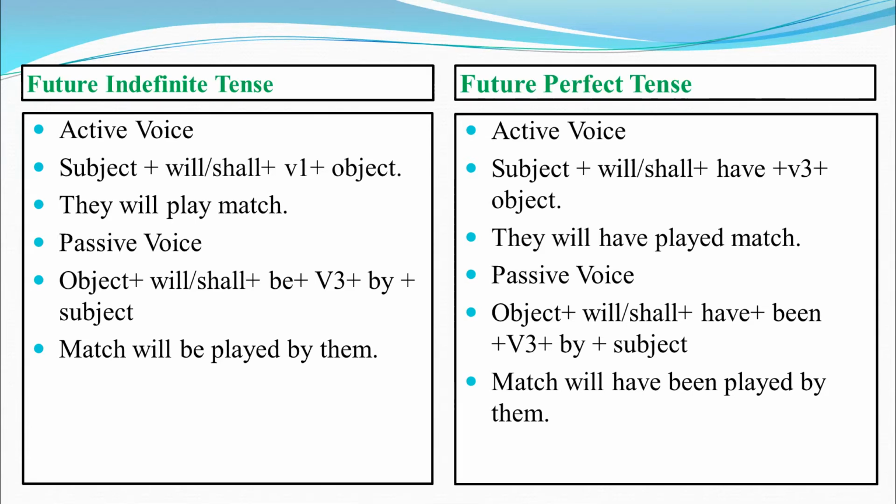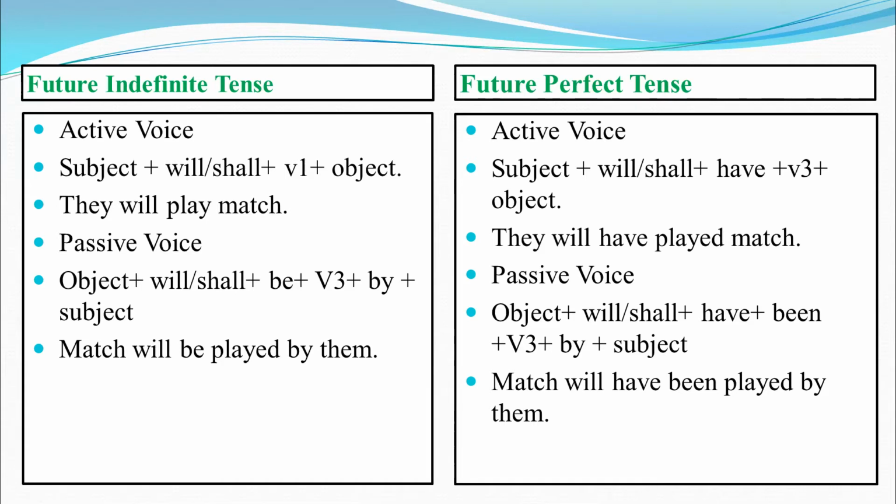Future perfect tense. Structure of active voice is subject plus will or shall plus have plus third form of verb and then object. For example, they will have played match. And the structure of passive voice is object plus will or shall plus have plus been plus third form of verb then by and then subject. For example, match will have been played by them.